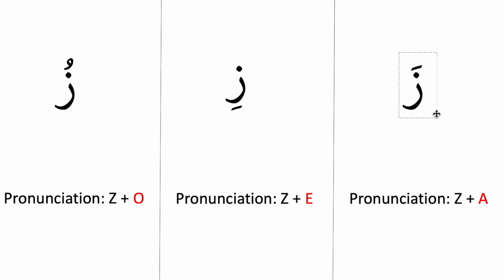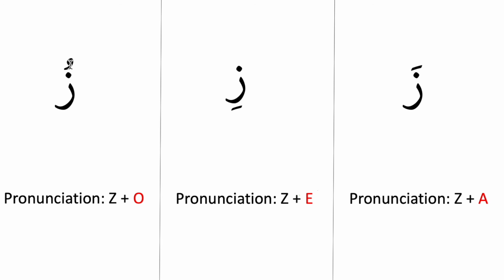Zain. Zain. You pronounce it as Z in English. But when you see the Zain has fatha on the top, you pronounce it as za. Za. What about Zain with kasra underneath it? You add E to the pronunciation. So it's going to be pronounced as zi. Zi.